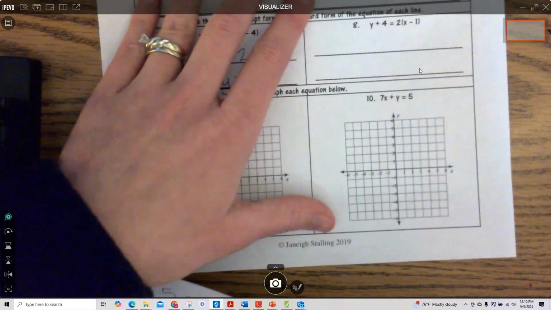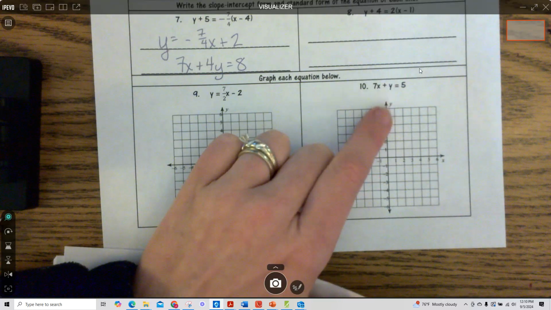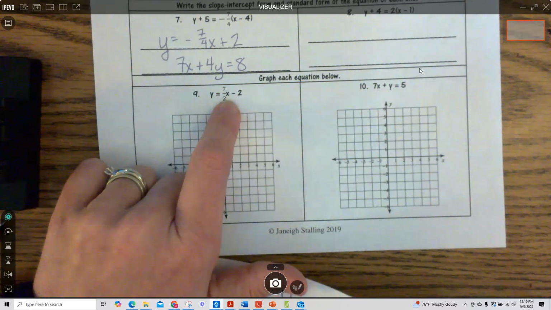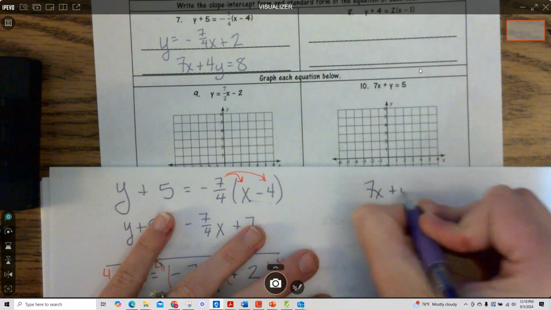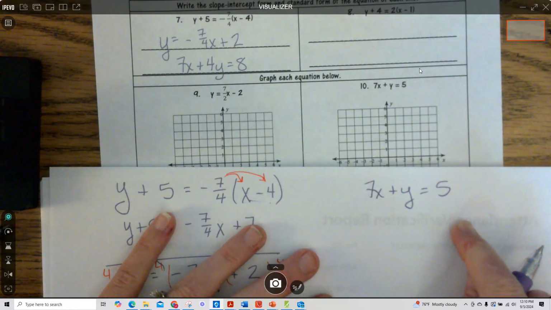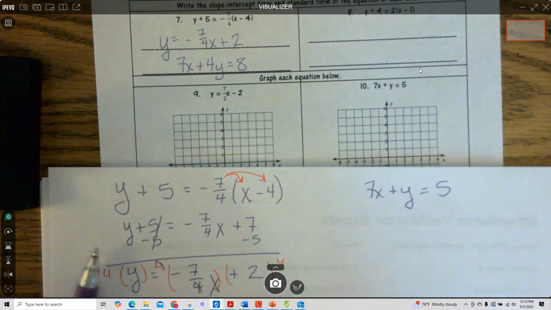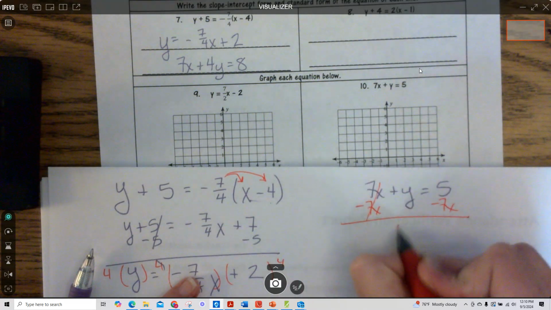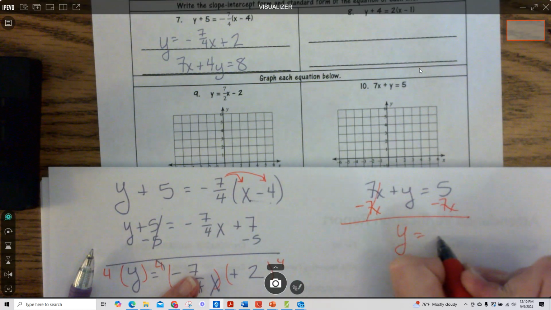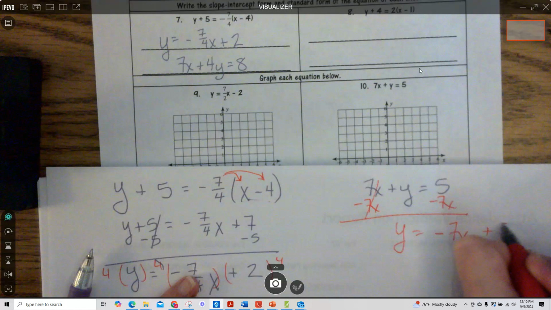Okay. I'm going to do 10. Because what I'm going to do with 10 is I'm going to get 10 into slope-intercept form. Okay? So this is in standard form. To get it into slope-intercept form, I just have to get the y by itself. This one's easy to get the y by itself. What do I do? Subtract y. Okay. I want that x to come first, so I'm going to write minus 7x or negative 7x, and then the 5 is positive, plus 5.